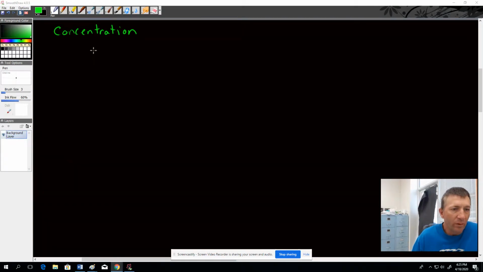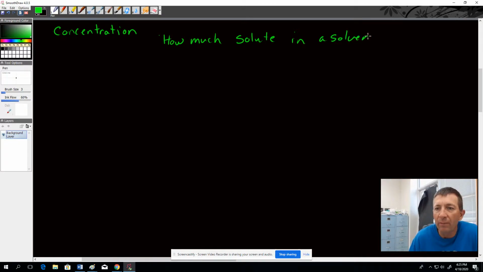Okay, so in this next section we're going to be talking about concentration, and concentration is basically how much solute is dissolved in a solvent. So how much solute in a solvent. Two words that we'll talk about. If there's lots of solute in a solvent, we say that it's concentrated. If you go to the store and buy orange juice concentrate, you don't eat it plain, you put a lot of water in it and then you dilute it.